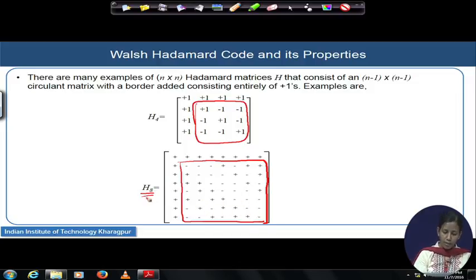And you can construct the Hadamard matrix by adding a border of plus 1s on the top row and to the leftmost column. So, like that you can check several Hadamard matrices, where you will see that the matrix is constituted of an n minus 1 cross n minus 1 block, where n is the order of the Hadamard matrix, and it consists of an n minus 1 cross n minus 1 circulant matrix inside it.